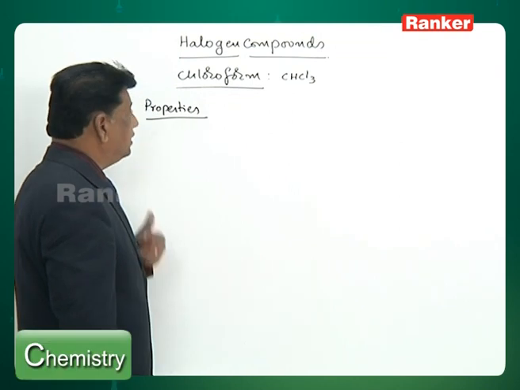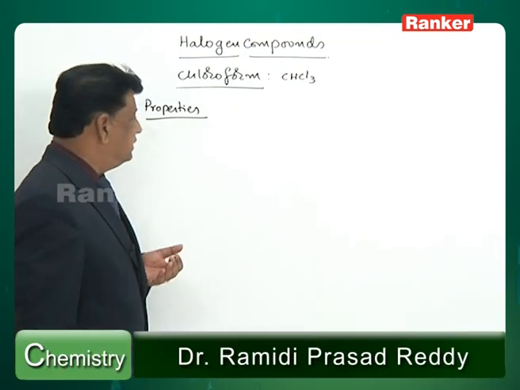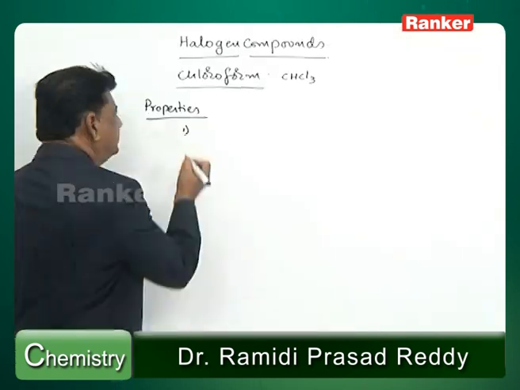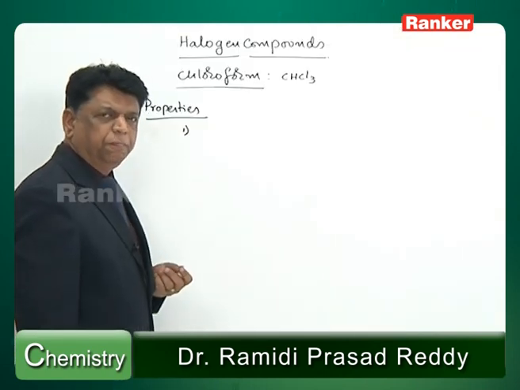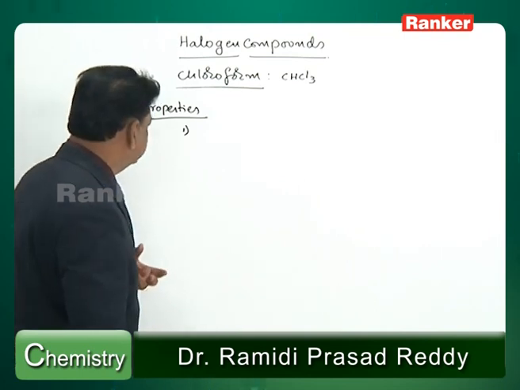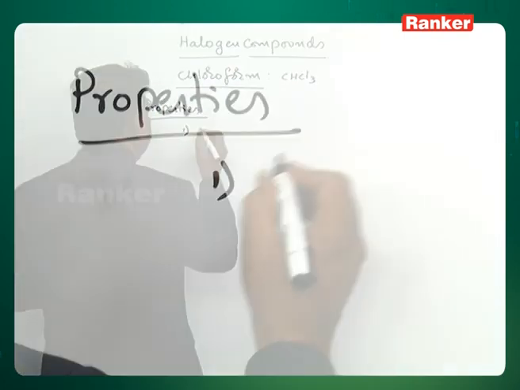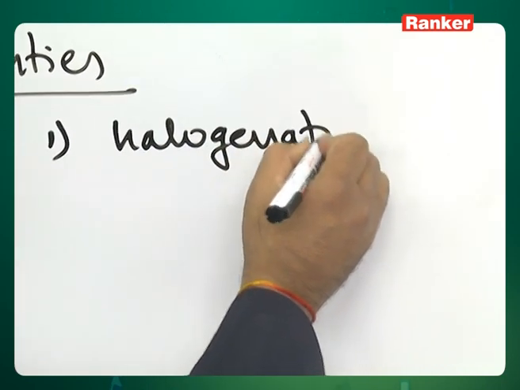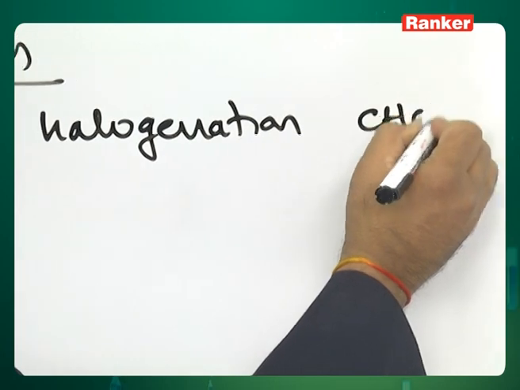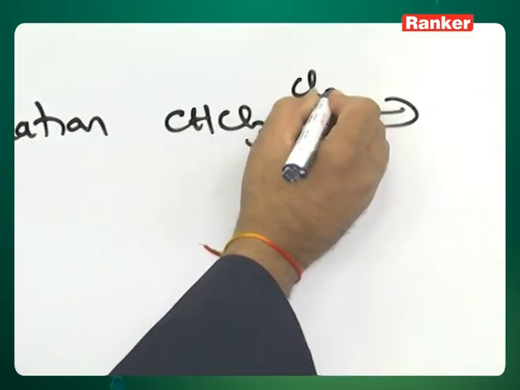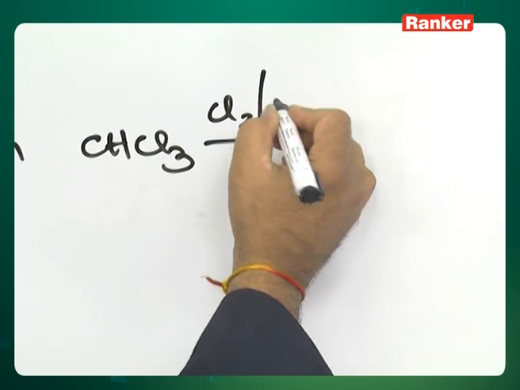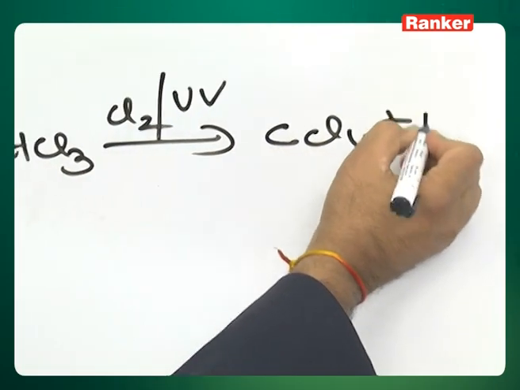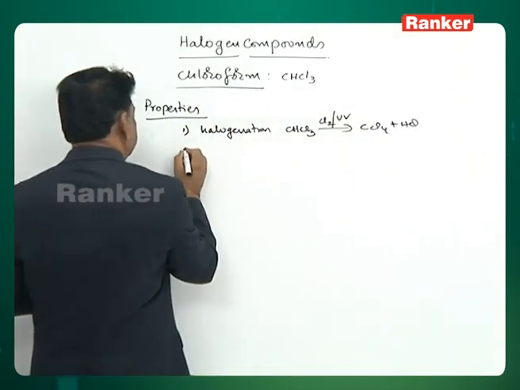So let's go to the second part of the chloroform, that is some properties of the chloroform. There are some properties which are very small, but we have to take care of even such reactions also. One is halogenation, further halogenation. In fact, halogenation of chloroform with chlorine and UV light leads to further halogenation. Another halogen will come, CCl4 is formed. This is the simple reaction.